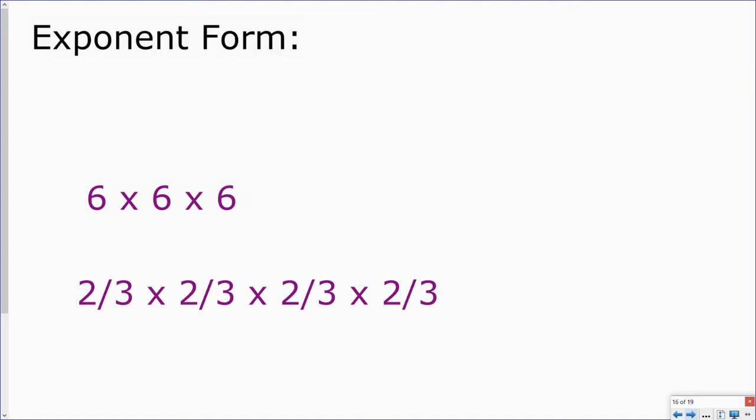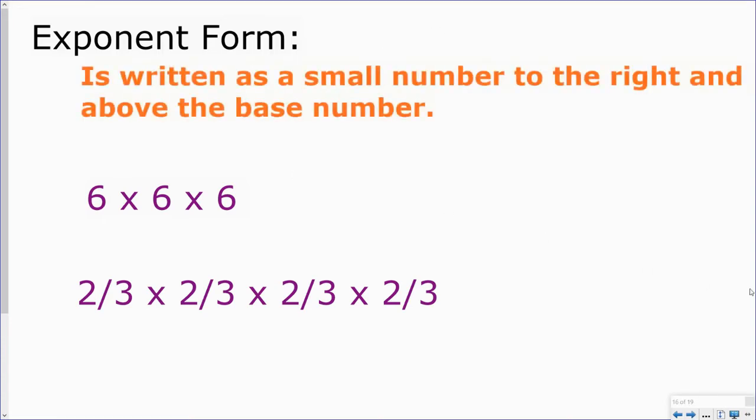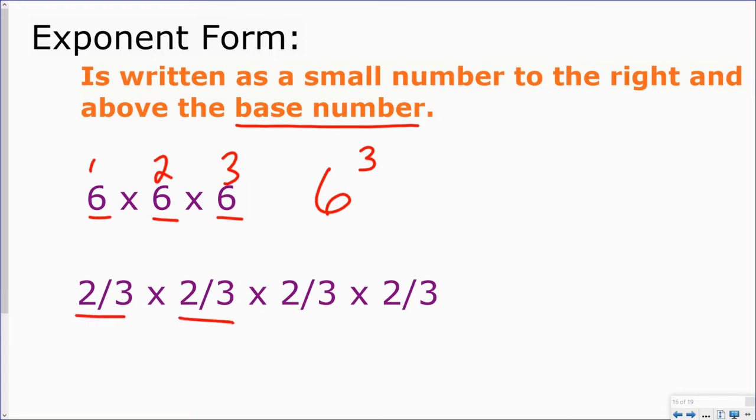So now we're going to look at how to write these in different forms. So writing them in exponent form is written as a small number to the right and above the base number. So again, the base number is the number that I am multiplying by itself, which is in this case 6. And I am multiplying 6 by itself 1, 2, 3 times. So my exponent is 3. In this case, I'm multiplying the fraction 2/3 times itself, and I'm multiplying it once, twice, 3 times, 4 times.